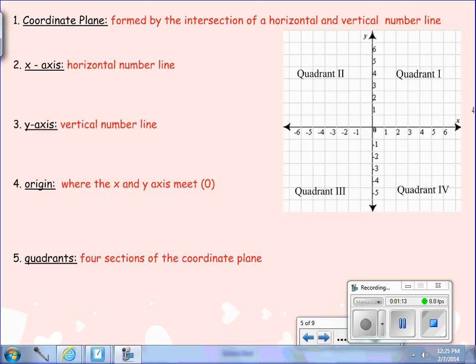So the terms that we're going to need to know in this lesson are: coordinate plane, which is formed by the intersection of a horizontal and vertical number line. The x-axis is the horizontal number line. The y-axis is the vertical number line. The origin is where the x and the y meet at 0. And the plane is divided into 4 quadrants, 4 sections of the coordinate plane.